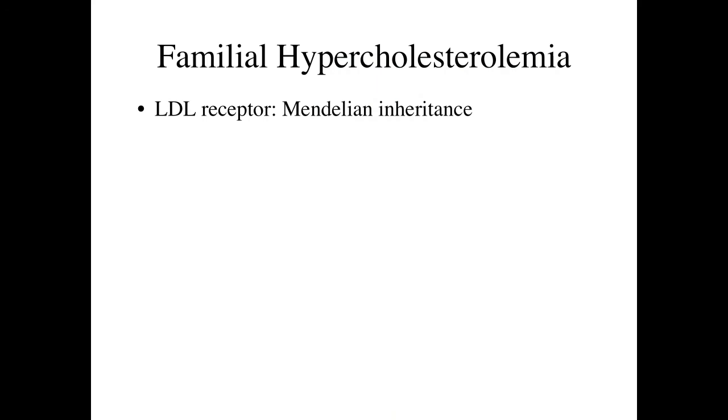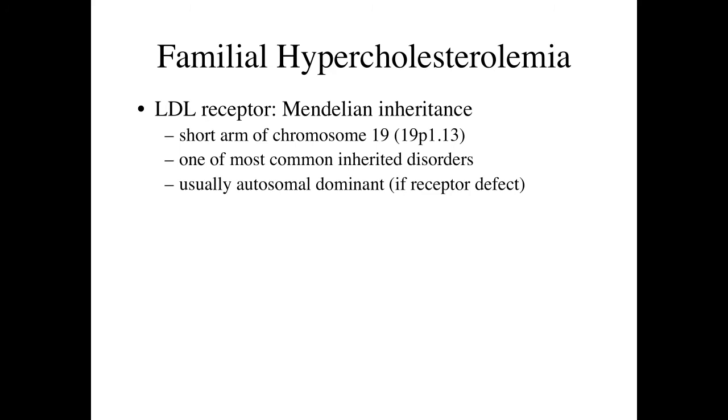It turns out that familial hypercholesterolemia is due to these mutations in the LDL receptor. This is inherited in a Mendelian manner. The LDL receptor gene is on the short arm of chromosome 19. LDL receptor mutations are one of the most common inherited disorders in humans. It's usually an autosomal dominant condition if it's a receptor defect.